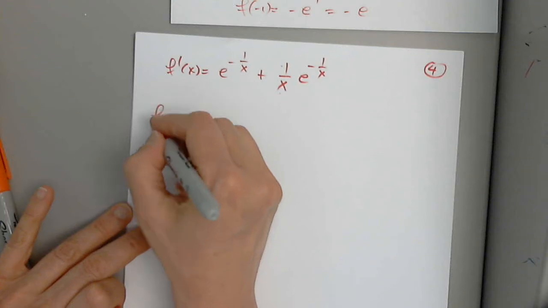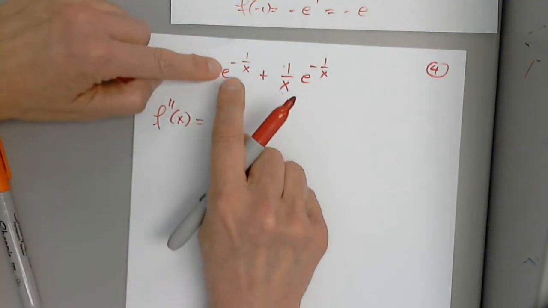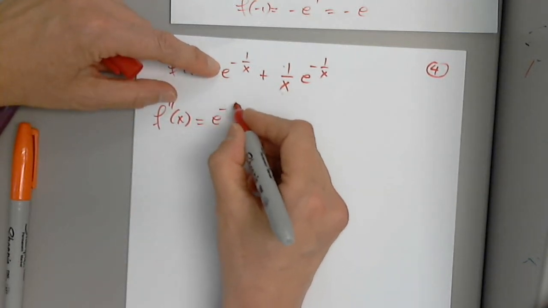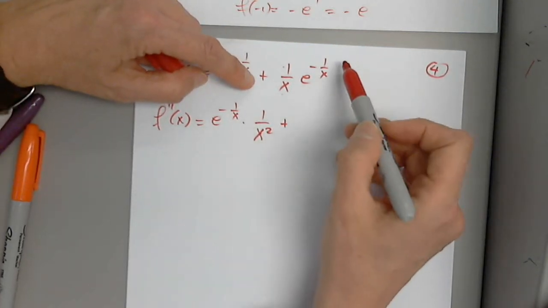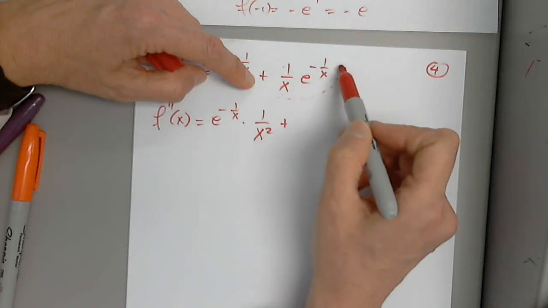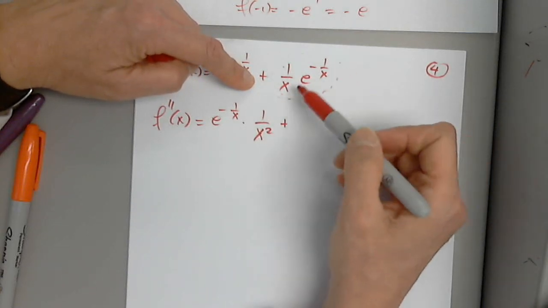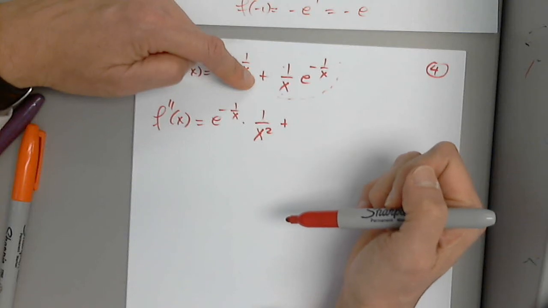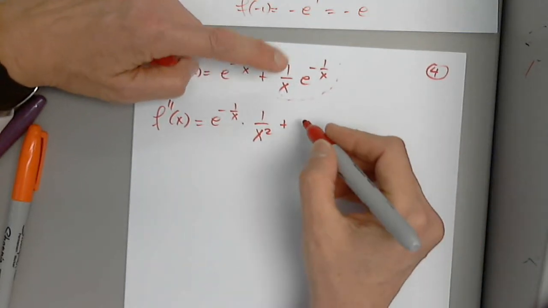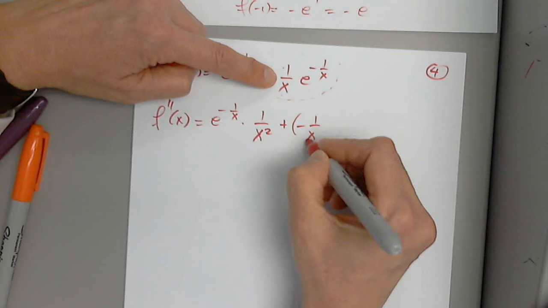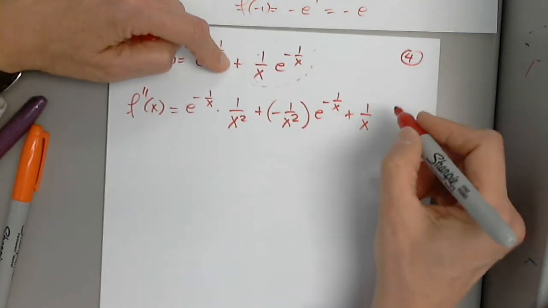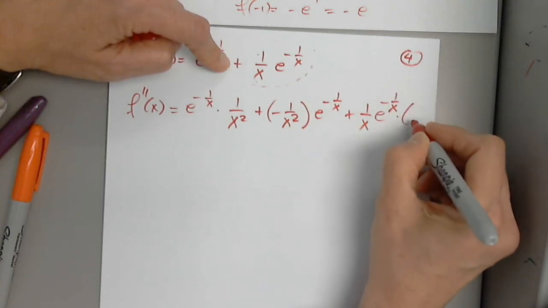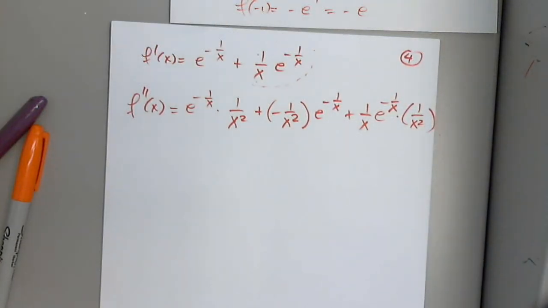So the second derivative. This we already differentiated 3 times, so it's e to negative 1 over x times 1 over x squared, plus, I have to be careful with this because this is a product rule, or you can use the quotient rule. I prefer the product rule. That's why I replaced it by 1 over x and times this. So this prime is negative 1 over x squared times e to negative 1 over x, plus 1 over x times e to negative 1 over x times 1 over x squared, as we looked at before.